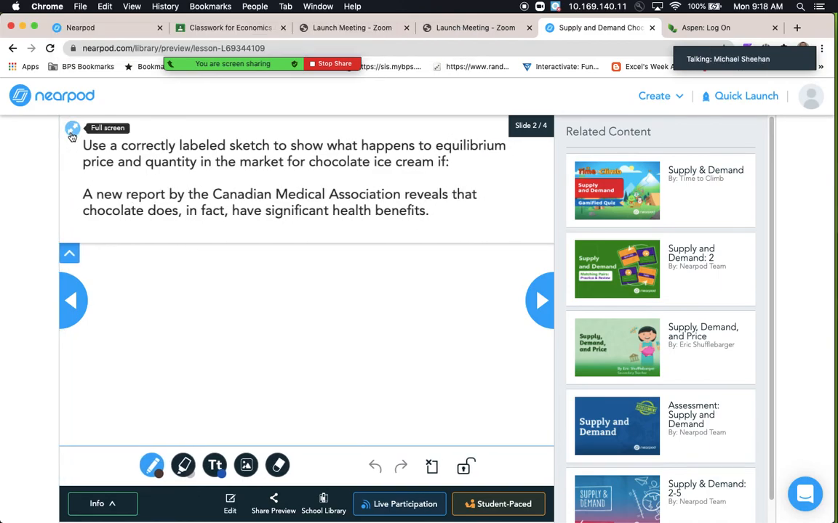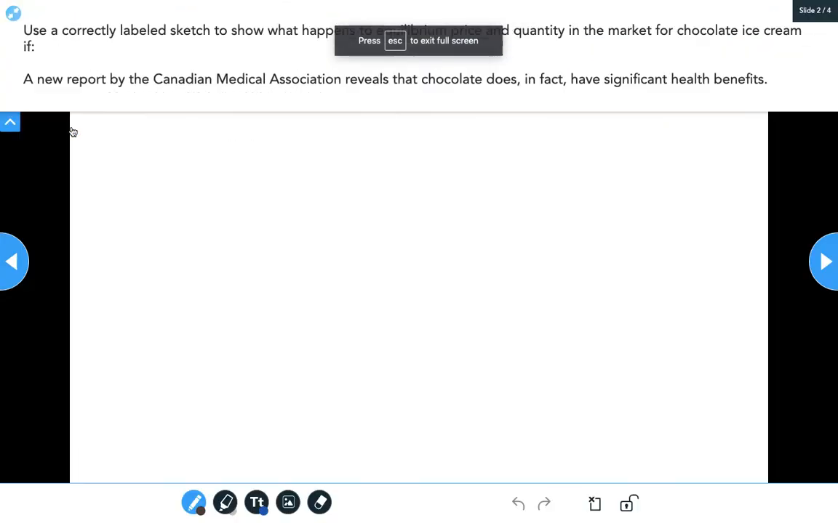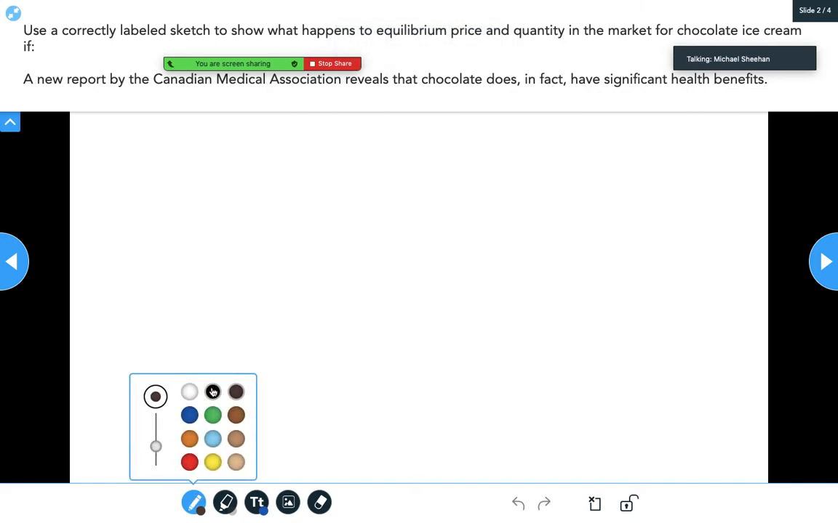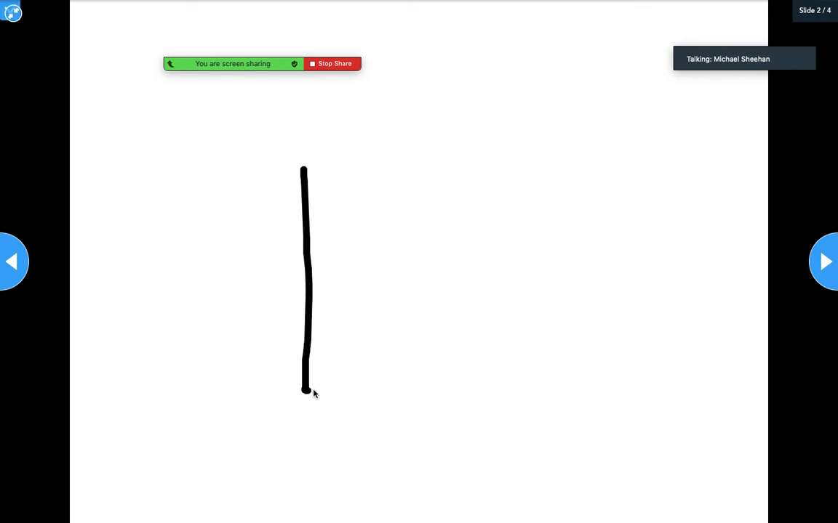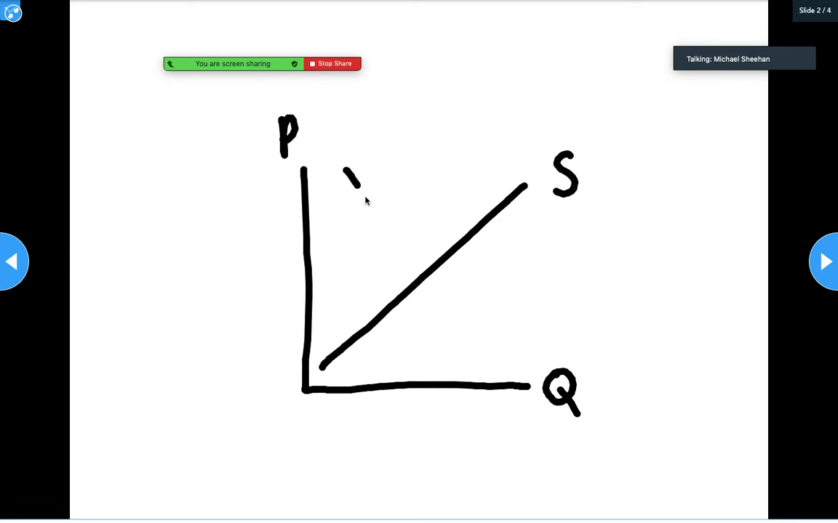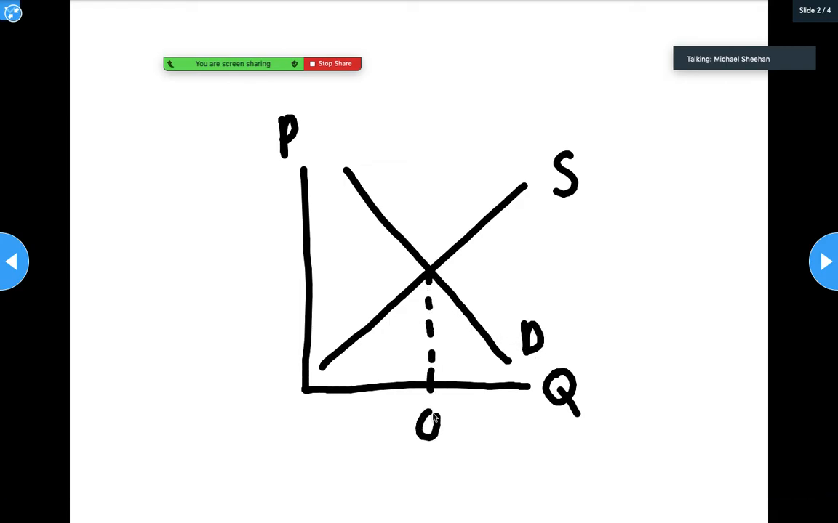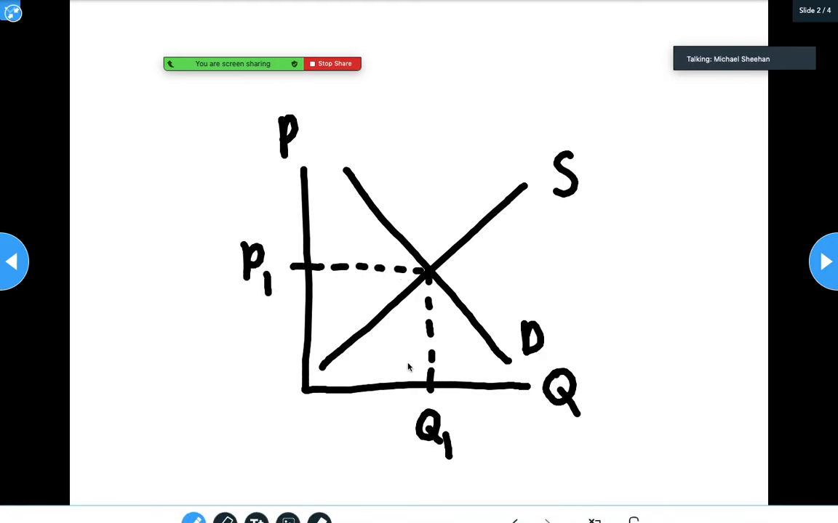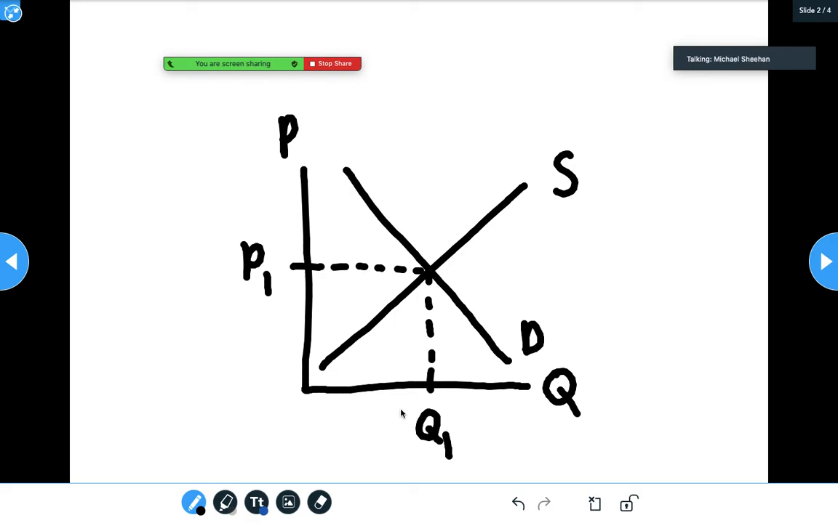All right, so this time, a new report by the Canadian Medical Association reveals that chocolate does have significant health benefits. But again, the first thing I'm going to start off with is supply and demand: quantity, price, upward sloping supply curve, downward sloping demand curve, Q1 and P1. Those represent the original market price and quantity.